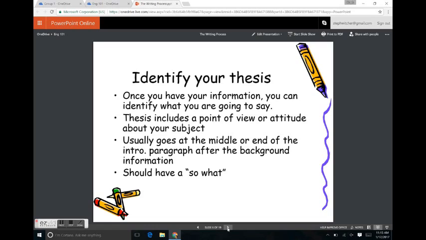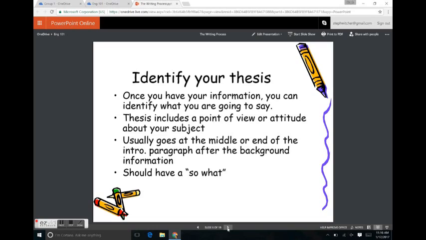Okay, so once you've decided on a topic, then you have to decide what you're going to say about that topic. And so that's where your thesis comes in. The point of the thesis really is to give your point of view or your attitude about your subject. So if I'm going to write about my dog, what is it I'm going to say about my dog? Well, that, of course, is determined by my purpose and my audience and the tone that I'm going to take. But what is it that I'm going to prove, or what is the point that I'm going to make in this paper? That's what gets me to a thesis.